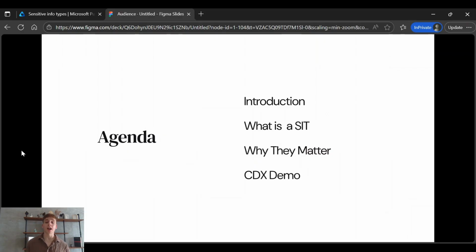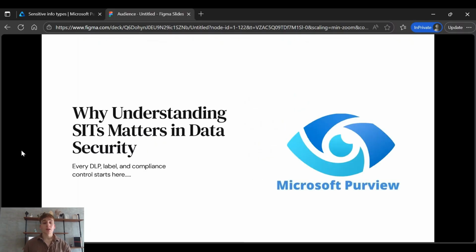Obviously not everyone will have access to a CDX environment. You can have your own tenant as well. There's lots of ways around it. I just find that CDX is practical and it's nice for people to explore around because you have live dummy data.